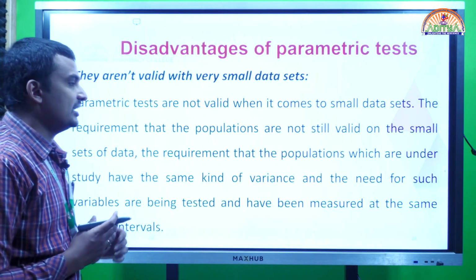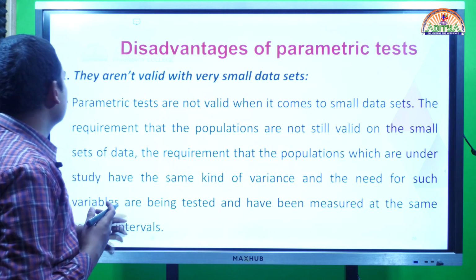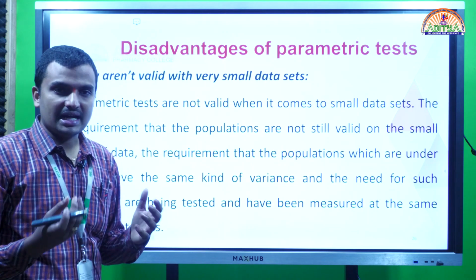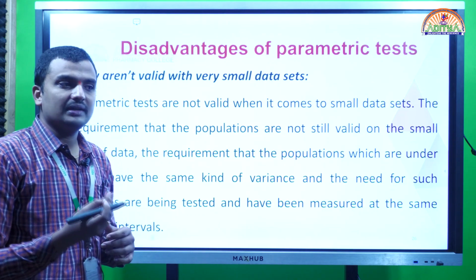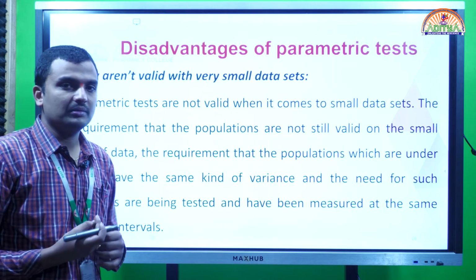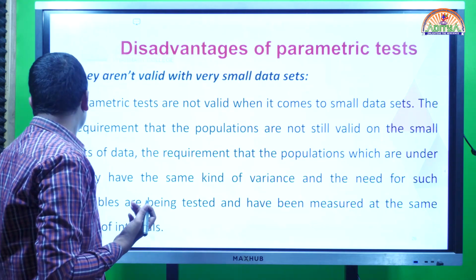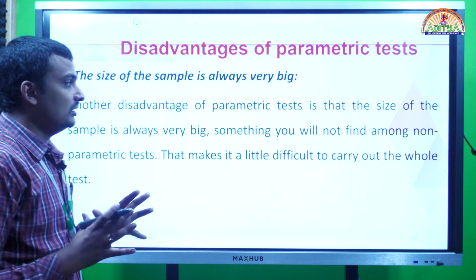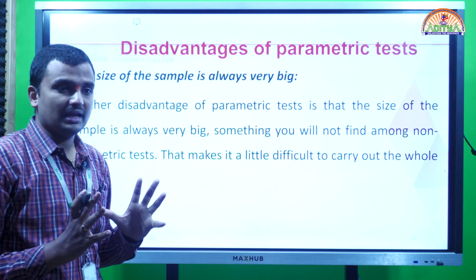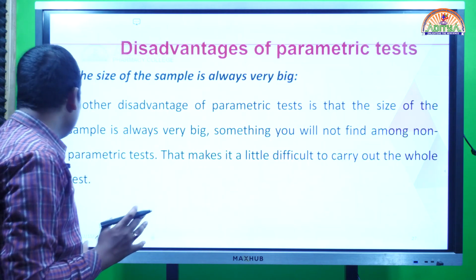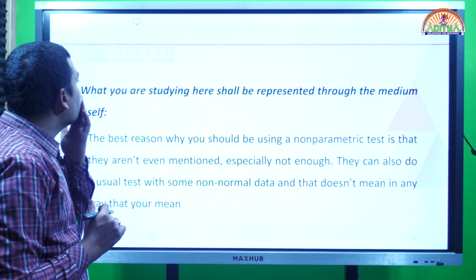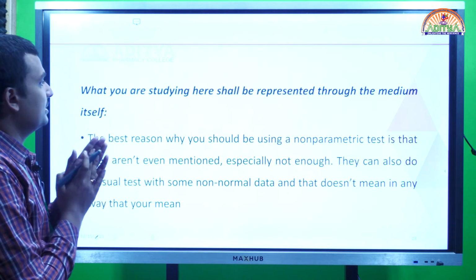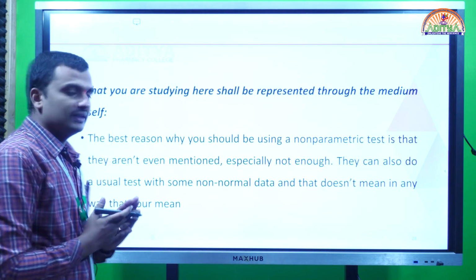However, there are some disadvantages for the parametric tests also. They are not valid with very small data sets. Although they do not require large data sets, they also cannot be performed with very small data sets. And the size of the sample needs to be big, and the power analysis should be clearly done before selecting the parametric tests.